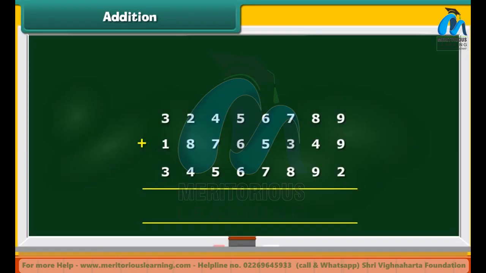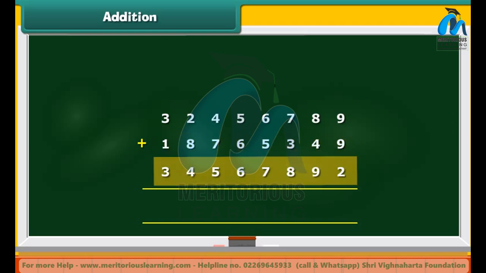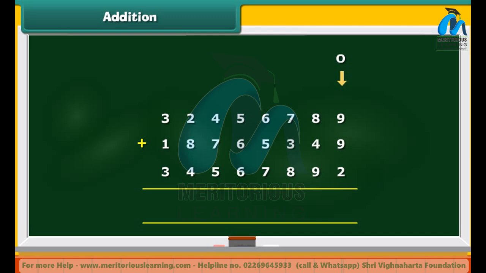We begin with the addition of 3 large numbers: 32456789, 18765349 and 34567892. Draw the Indian place value chart. Arrange the numbers one below the other. Add the numbers. Start with the digits at the ones place. Then proceed to tens place, hundreds place, and so on.